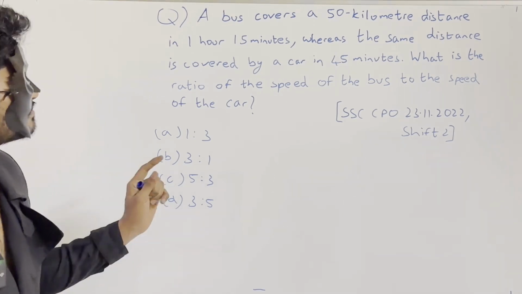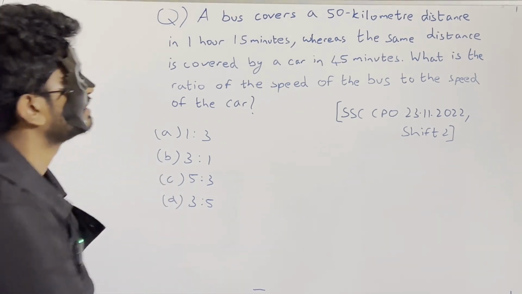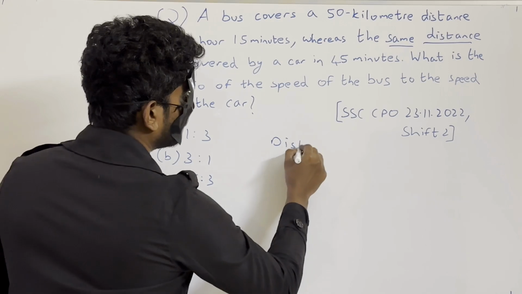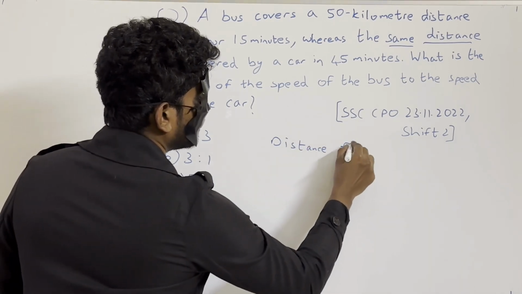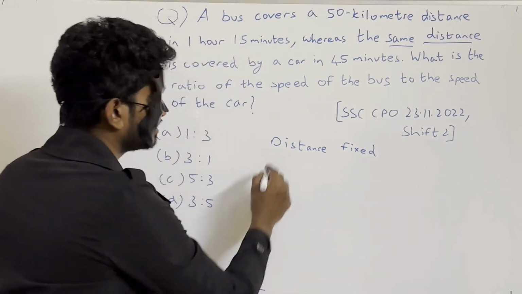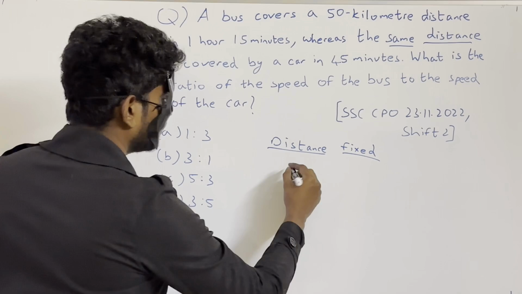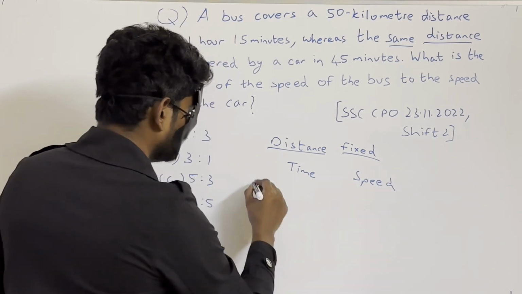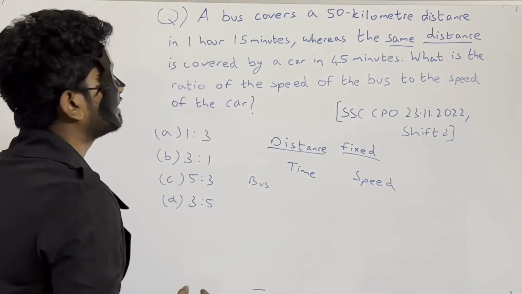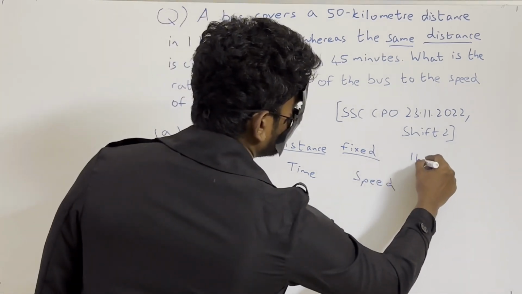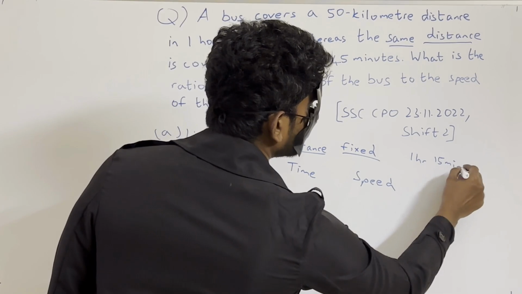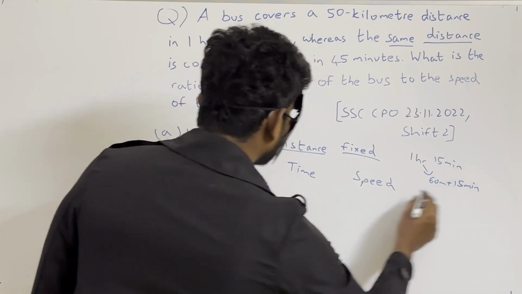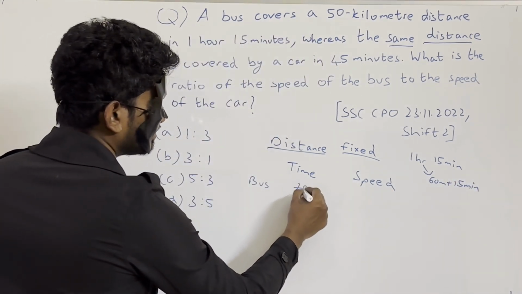Now here the important point is same distance is covered. So it means that distance is fixed. So distance is fixed means time and speed ratio will be inverse, right? So let us write time, speed. This is bus. What is the time taken by bus? Nothing but 1 hour 15 minutes, which is 60 minutes plus 15 minutes, nothing but 75 minutes. Time taken by bus is 75 minutes.